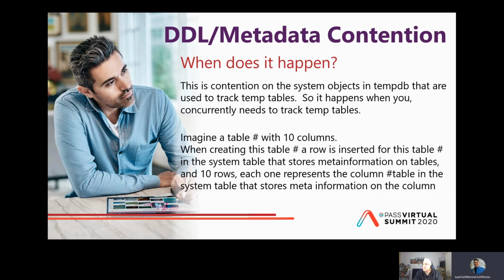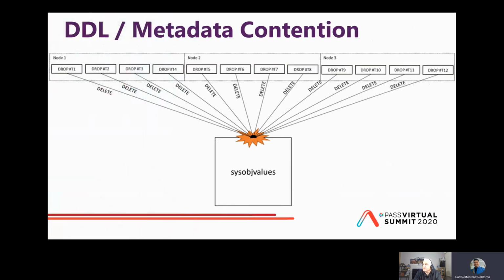What happened? In an easier way to understand it, if you see this graphic, we have 3 nodes, 3 cores, okay? So we will have 4 threads per node, and all of these threads will drop tables. We will attack the same object, sys object values, in order to delete these records. And this is what will create contention, because we will have a latch on this object, and we will wait till this object can accept the next request.